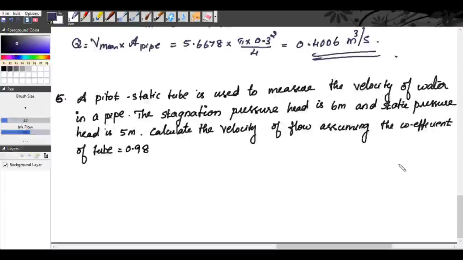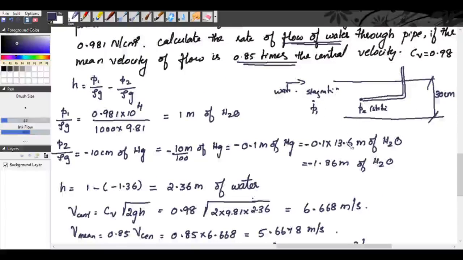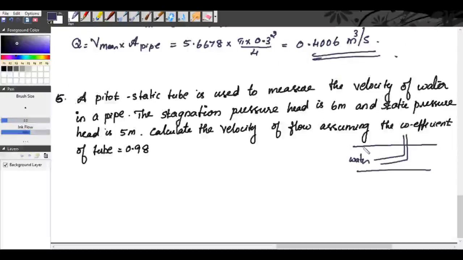Now the last problem is a Pitot static tube is used to measure the velocity of water in a pipe. So the flowing liquid is water. You have a Pitot tube. The stagnation pressure head is 6 meter. Right, as we saw in the last problem, the stagnation pressure head. So P1 is stagnation and the static pressure head, that is P2, is 5 meter. Calculate the velocity of flow assuming the coefficient of tube as 0.98.